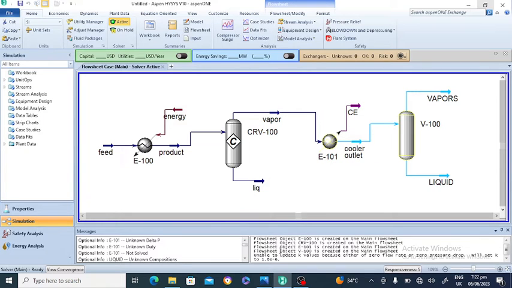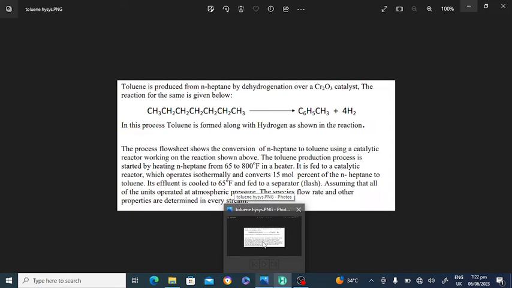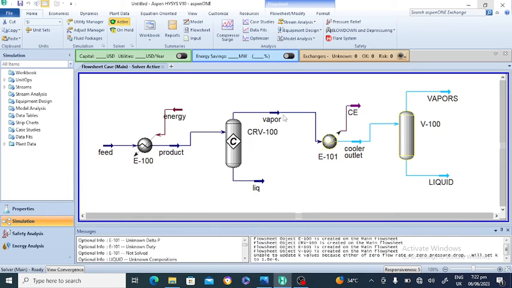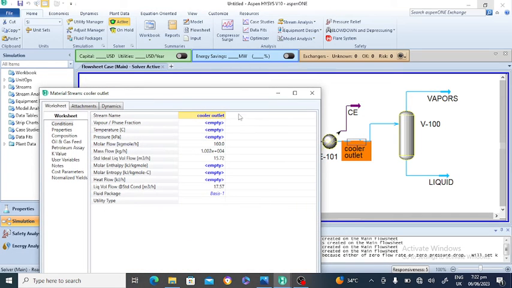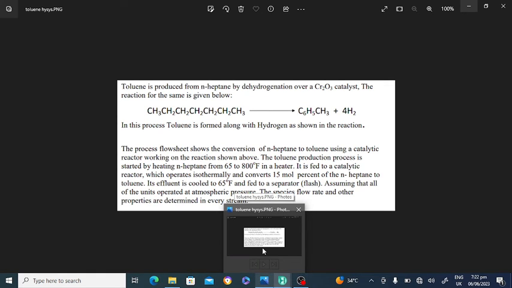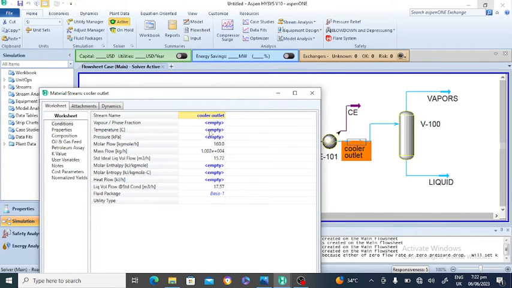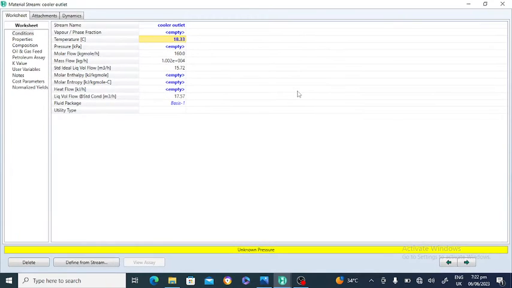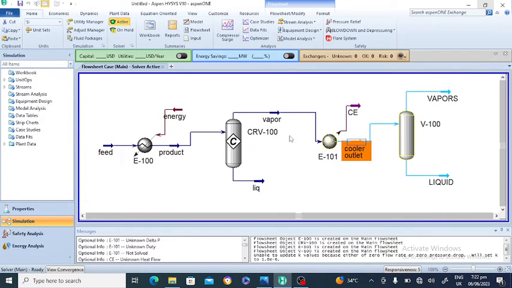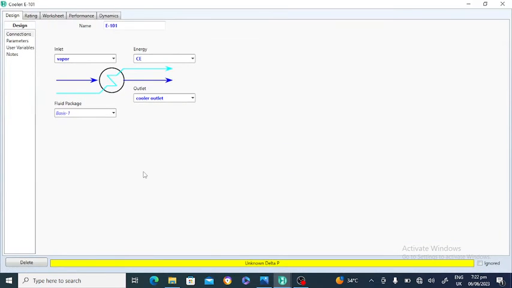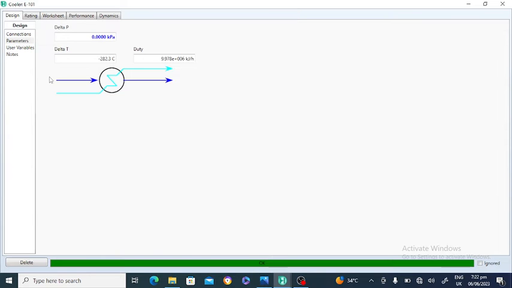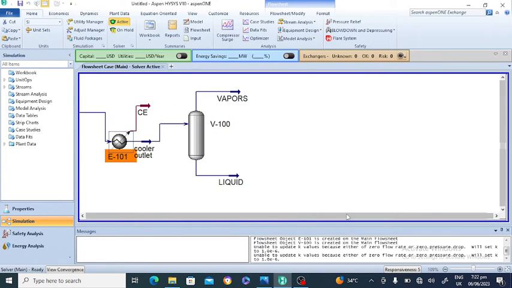So it will cool to some temperature. The effluent is cooled to 65 degrees Fahrenheit and fed to the separator. Now it shows unknown pressure. You can put the pressure here, or you can double click on the cooler, and here the delta P is unknown. So go to the parameter, and the delta P across the cooler is also 0. Okay, close this one.